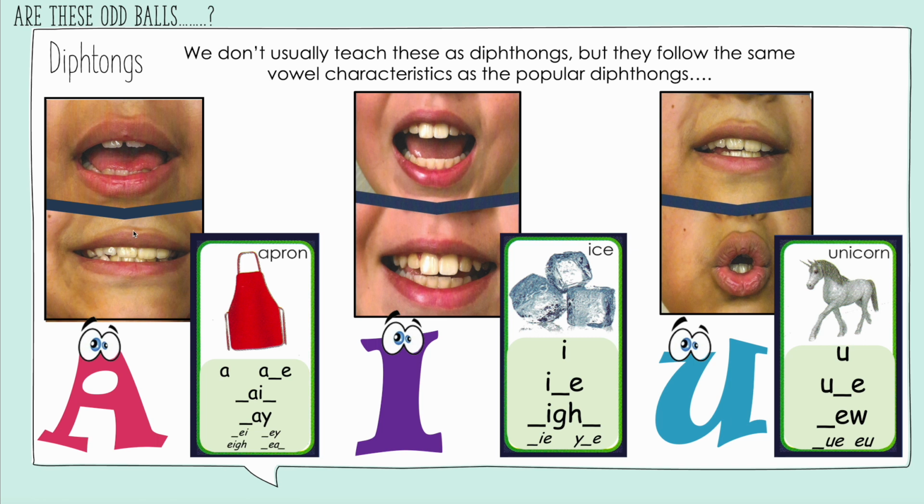You go from an "a" to an E sound. Over on I, you start with an "ah" to an E, I. And if you look at unicorn, you actually start with a y, oo, you.